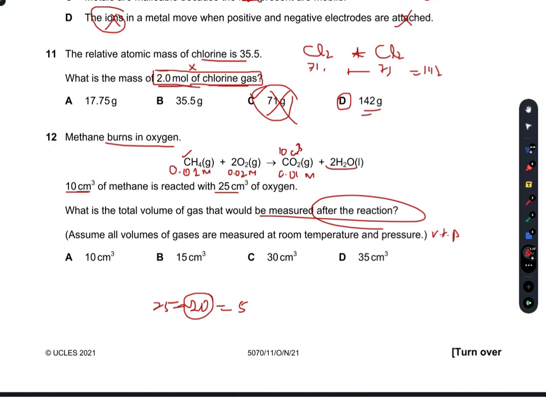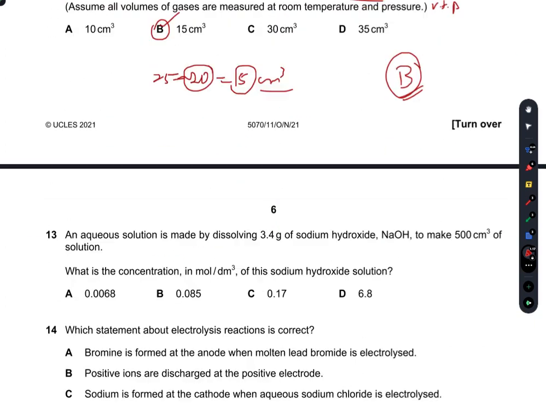So water is a liquid. So what is the total volume of the gas that would be measured after the reaction? It is 10 centimeter cube of the CO2 formed and the remaining 5 centimeter cube of oxygen. So that is 15 centimeter cube. So B is the right option.